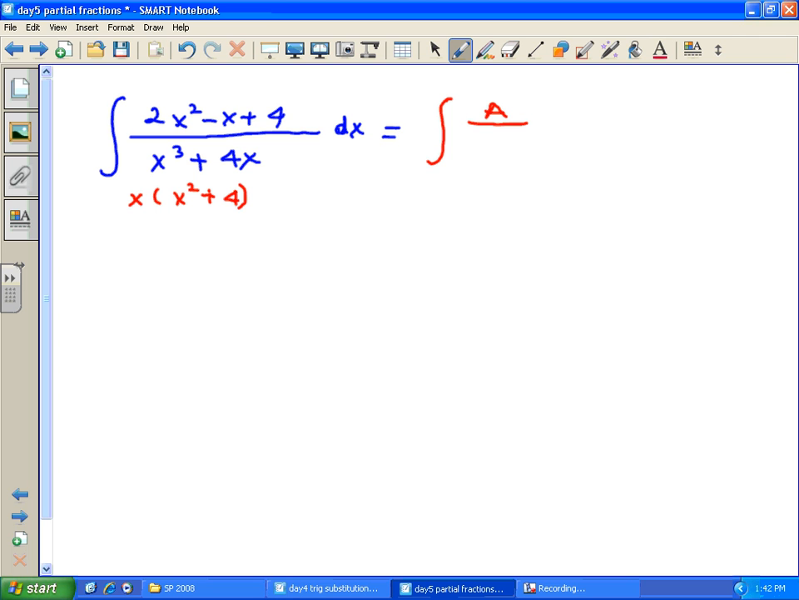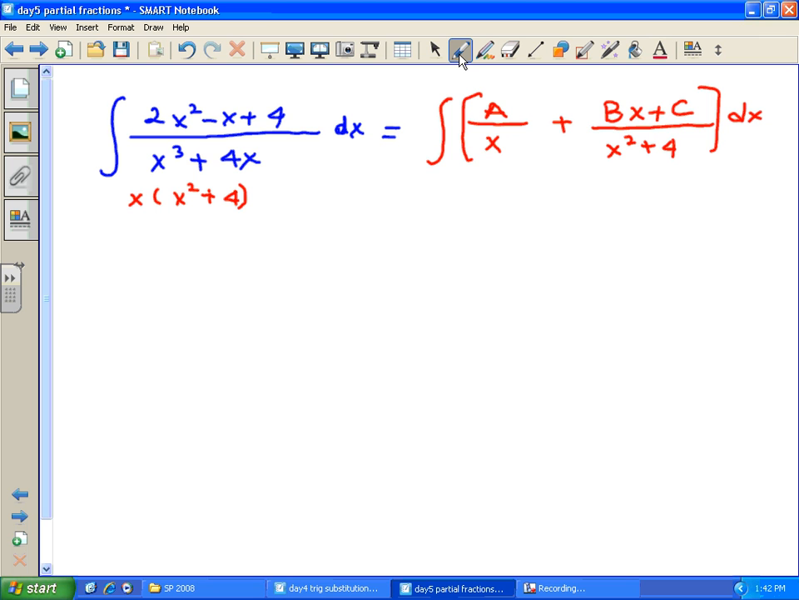A over x. Remember, x is your linear factor. You can look at it as x minus 0, so it's in the same format as a linear factor. And the other one, bx plus c. Again, we had to use a linear numerator when the bottom is an irreducible quadratic. So now our job is to find the a, b, and c.